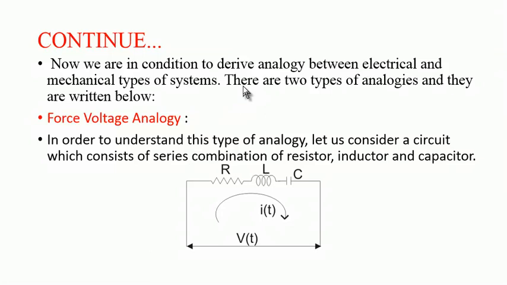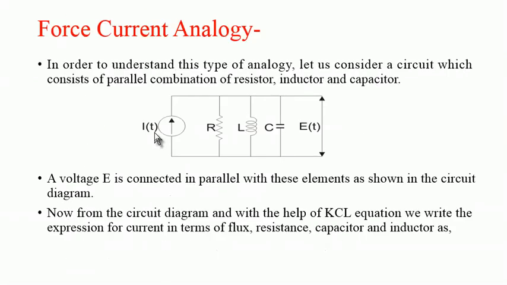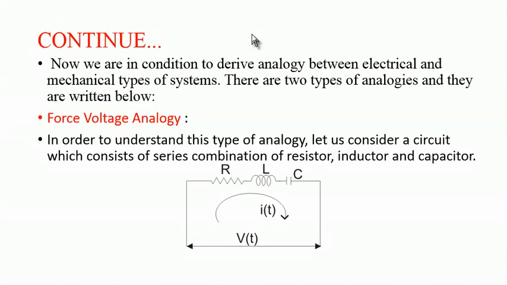So how do we write that? There are two types of analogies. The first one is the force voltage analogy. This is the first type of analogy between the electrical and the mechanical, where the mechanical term is force and the electrical term is voltage. The first one is the force voltage analogy and the next one is the force current analogy.